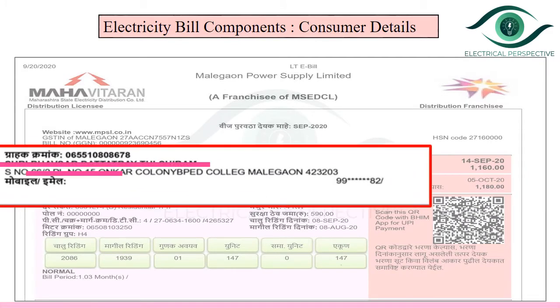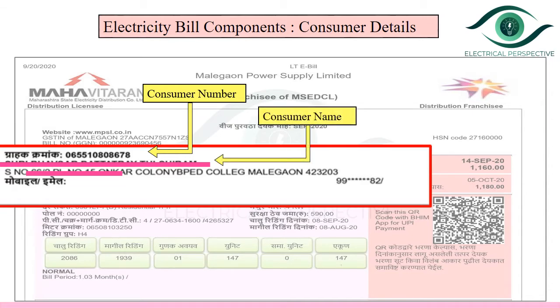The first section is related to consumer details. Here you can see the Grahak Kramanka, which means the consumer number. It is the unique number allotted to you by the electricity distribution company. It's a 12-digit number, and this unique number helps you to access all the details regarding your bill, tariff category and other services. Even without mentioning your name, just by providing this consumer number while communicating with the MSEDCL representative, you can get all the information.